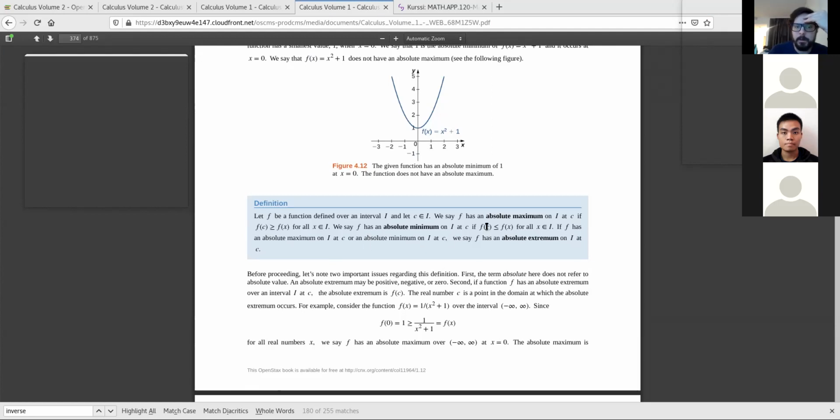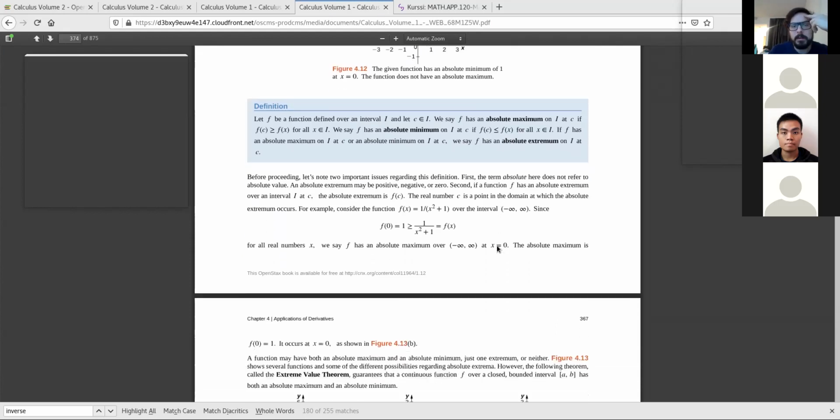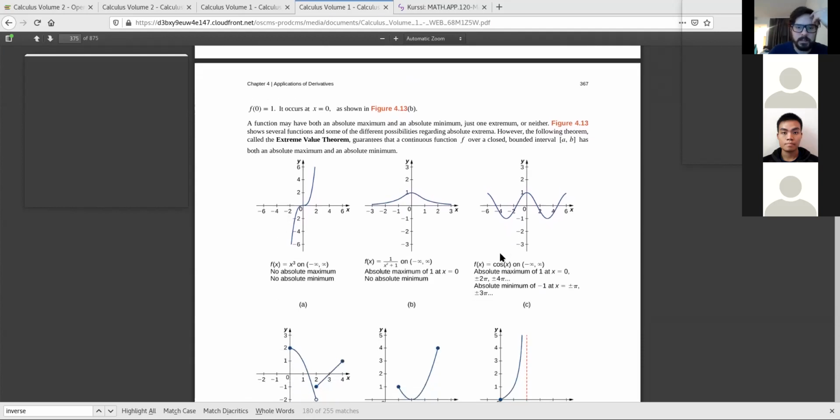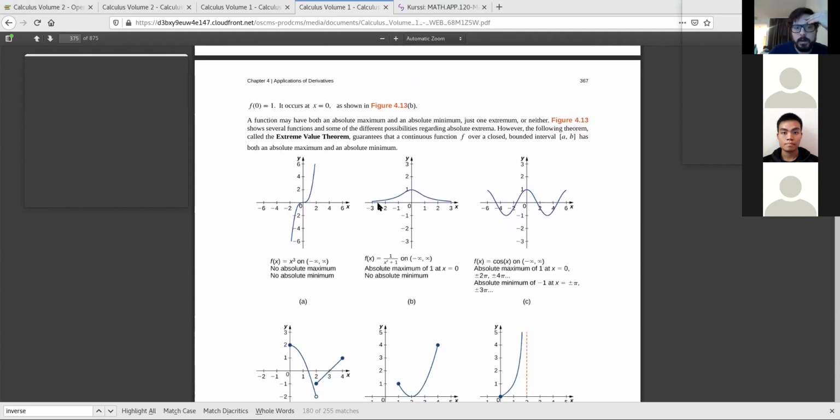It's an absolute maximum if there's nothing larger, and an absolute minimum if there is nothing smaller than that. And this should make complete sense in this case. And there are some examples here, not going to go in depth into them. So for example, 1 over x squared plus 1 has an absolute maximum at 1 in the real numbers. It doesn't have a minimum. It does approach 0, but it never reaches 0. So it doesn't have a minimum.